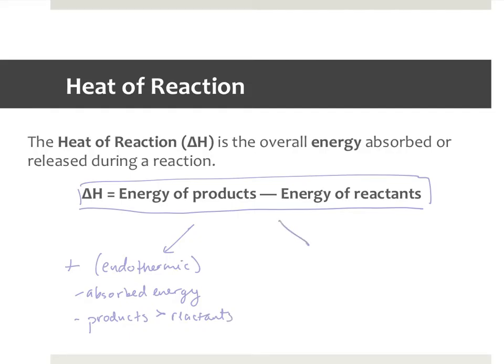Now what happens if you have a negative value? That's what we call exothermic. That means you released energy, and the reactants have greater energy than the products. So you end up with less after the reaction.